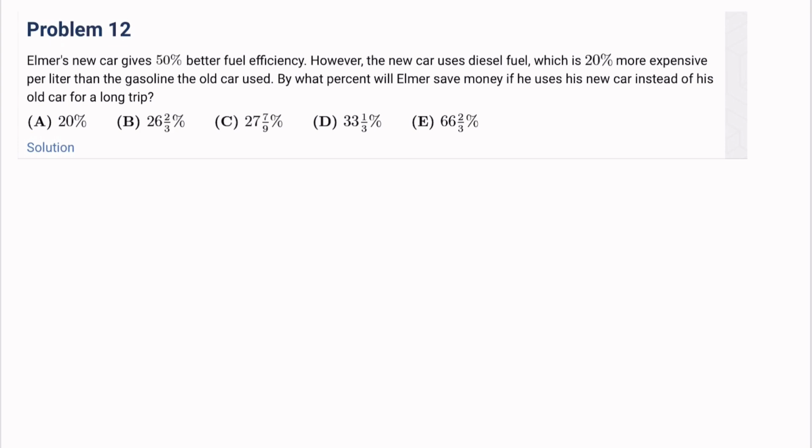So let's say that Elmer's old car would go 2 kilometers per hour.